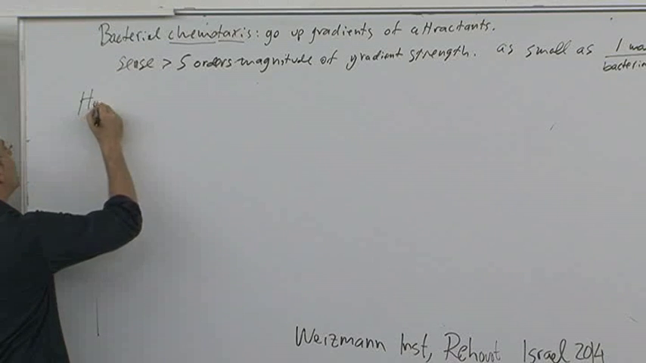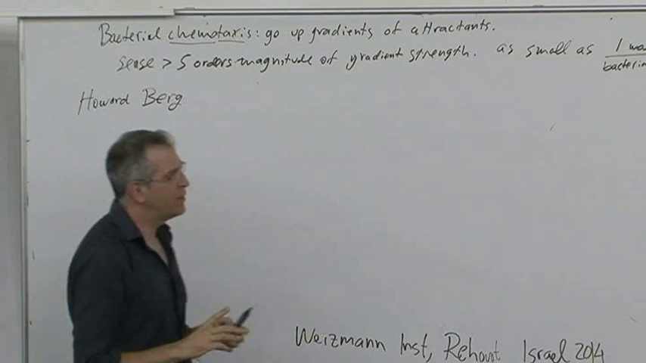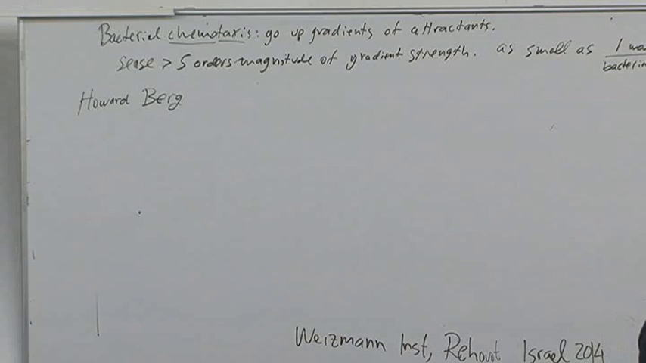Howard Berg. He was a physicist, and he built a microscope that could follow the bacteria as they're swimming. And the miracle was that this keeps the bacteria inside the center of the field of view. And he did that with 1970s electronics, which was right at the cutting edge of technology back then.